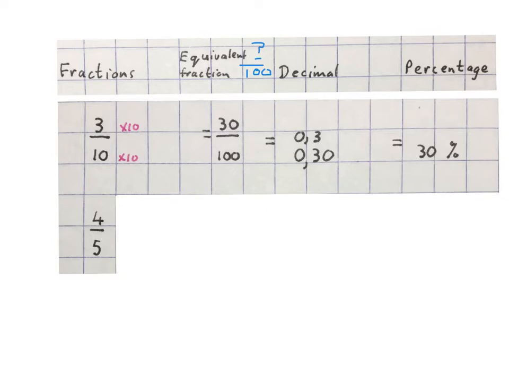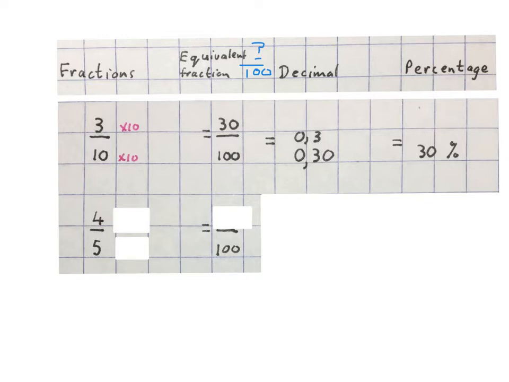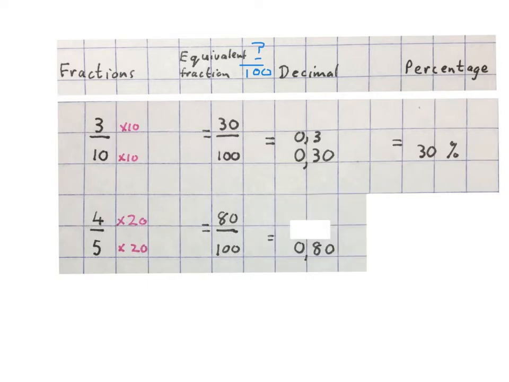Next we have 4/5. For the purpose of this video, they asked us to convert it to an equivalent fraction out of 100. Then you ask, what do I times 5 by to get to 100? That's 5 times 20. What you do to the bottom, you do to the top. So 4 times 20 gives you 80 over 100. As a decimal, we can write it as 0.80. That can be written as 80%. Get your brain around that.